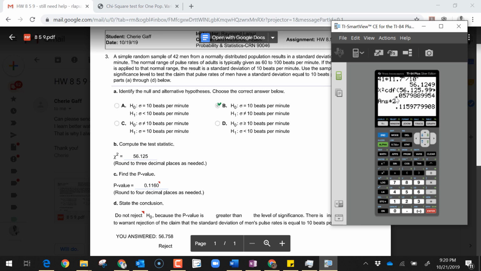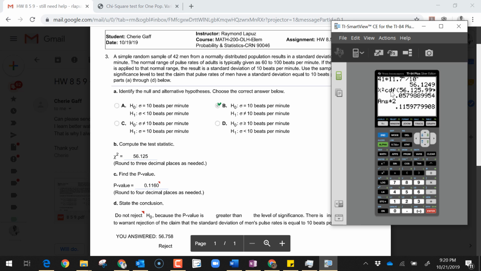Okay, so those are the steps. The main calculator steps would be the chi-square CDF. And remember that for a two-tailed test, you have to actually double your area because this is just a result on the right tail, on the right side.